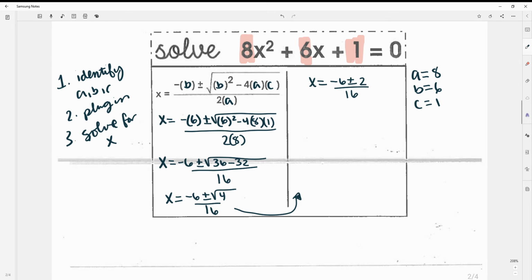Alright, so this is where I get to split it up into my two answers. One of them when I'm adding the two, and the second one when I am subtracting the two. So this is going to become negative 4 over 16. This is going to become negative 8 over 16. This gets simplified to negative 1/4. And this guy over here gets simplified to negative 1/2.